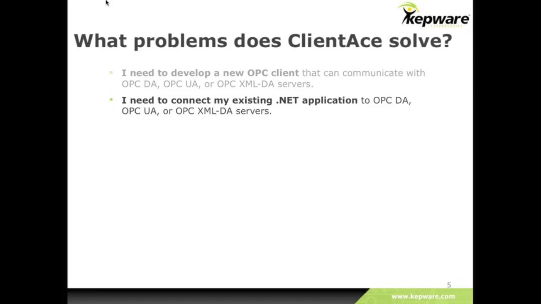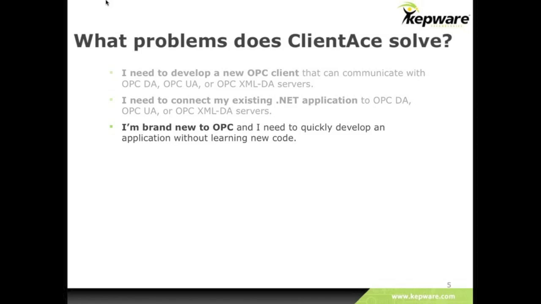You need to add connectivity to an existing .NET application. Maybe you already have something developed and you want to add quick connectivity for those types of servers. Pretty standard scenarios there and totally possible with ClientAce. This is where it gets cool. You're brand new to OPC. You don't know the spec. You're not familiar with programming clients to do OPC communication and you're not really sure how the OPC client-server architecture works. Well, with ClientAce, drag and drop, super easy to use, and you can quickly develop those OPC client applications without having to learn new code.